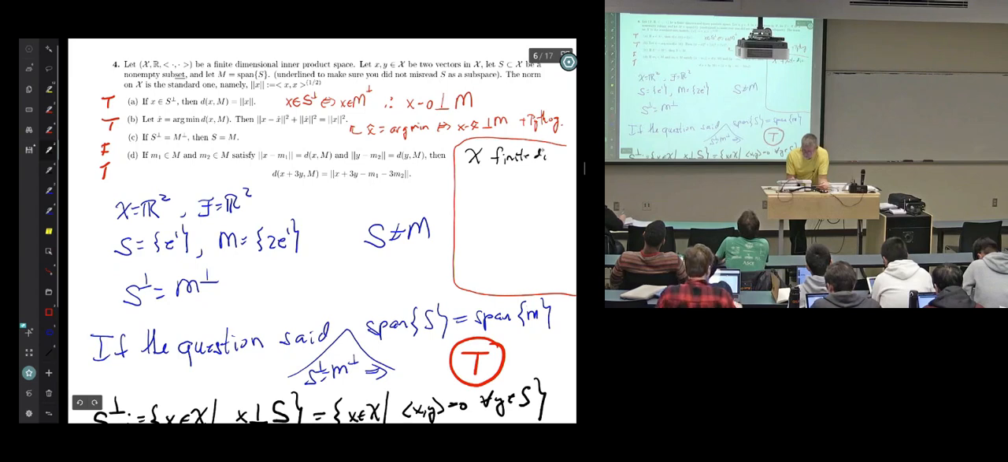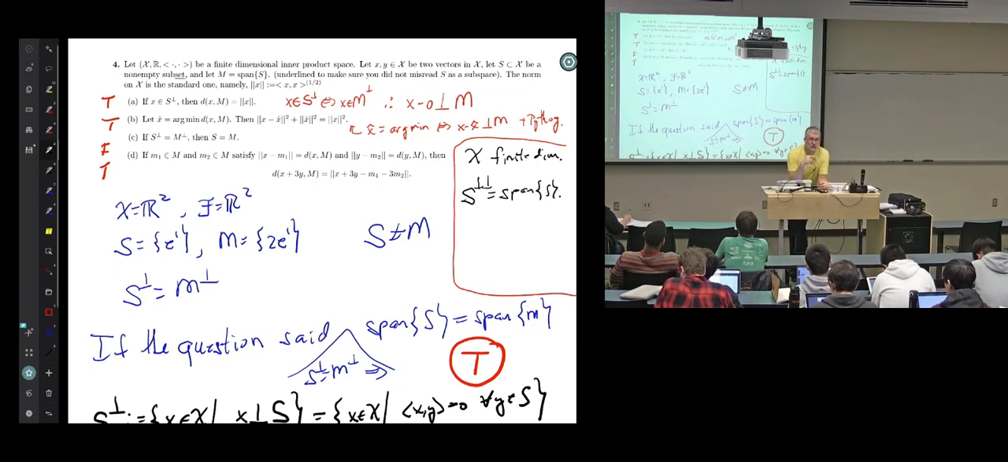This is finite dimensional. It's false in general for infinite dimensional. S perp equals the span of S. So if you want to play around with that, you can do it with the Gram-Schmidt and that argument I did of completing a basis and everything. It just works.